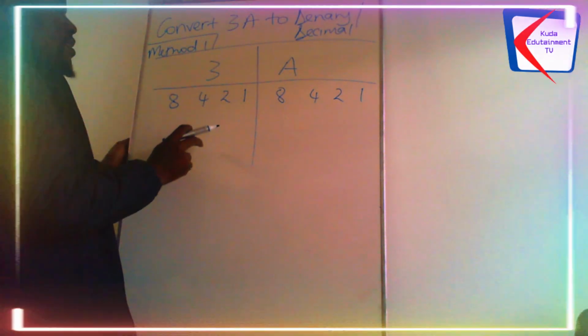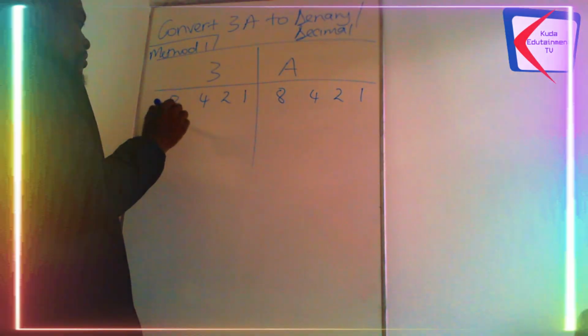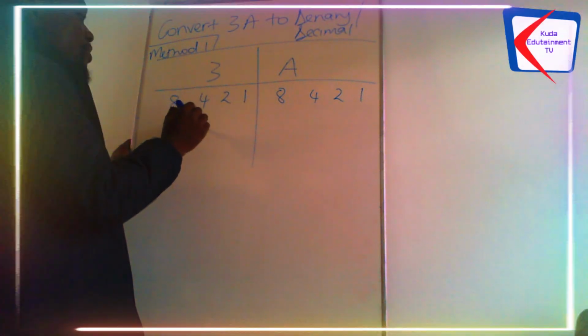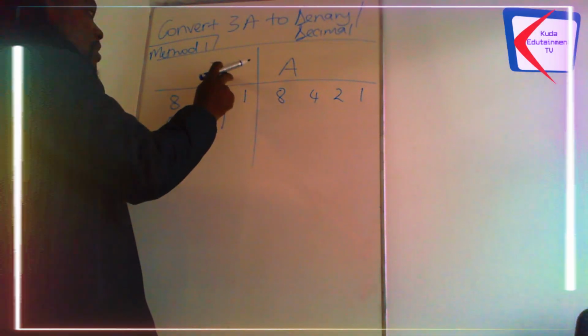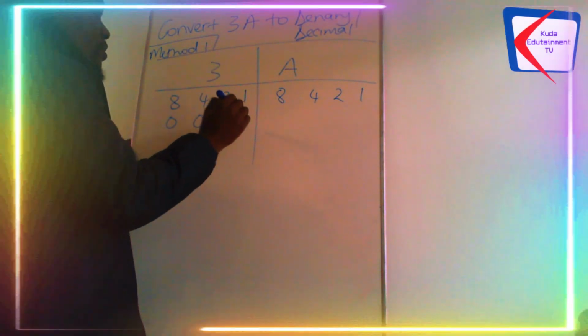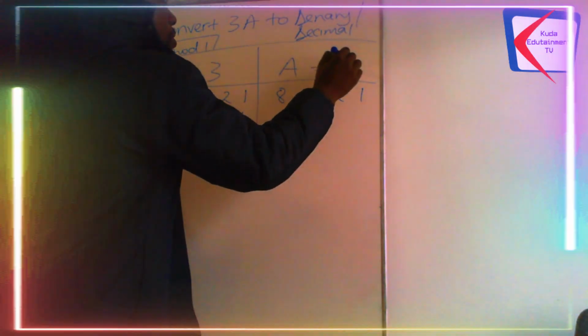So now we need to consider all the binary units that, if added together, will give us 3. So in this case, 8 is greater than 3, we switch off. 4 is greater than 3, we switch off. 2 is less than 3, we switch on. 2 plus 1 gives us 3, 3 is equal to 3, we switch on. So we now have the value for 3, and then A is equal to 10.